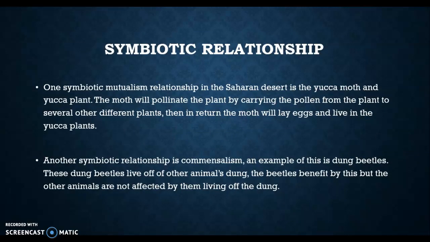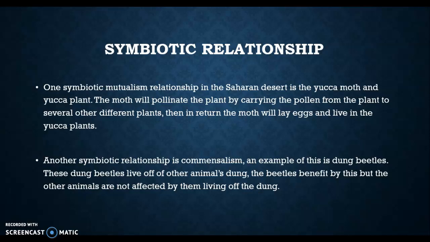Symbiotic relationships. One symbiotic mutualism relationship, an example would be the yucca moth and the yucca plant. Like I said earlier, the moth will pollinate the plant and carry the pollen to different plants, and then in return, the moth will get a place to live and to lay its eggs. So they're both getting something.